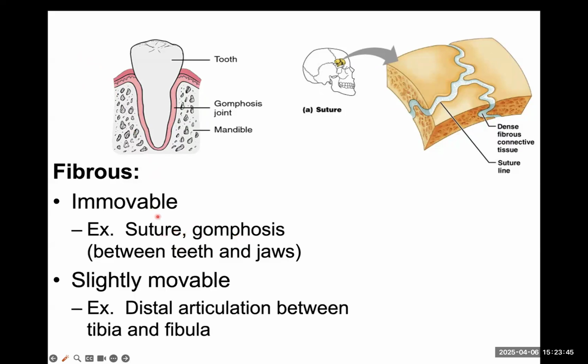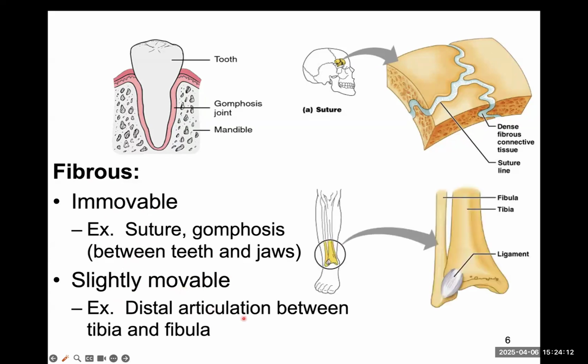But you have another category in fibrous joints that's slightly movable. So you have the structural category, that's fibrous, and then the movement classification is synarthrosis here, and then amphiarthrosis, slightly movable. And under slightly movable, it says distal articulation between tibia and fibula. So this is the one I was referring to on the previous picture. It was difficult to see, but this is slightly movable.